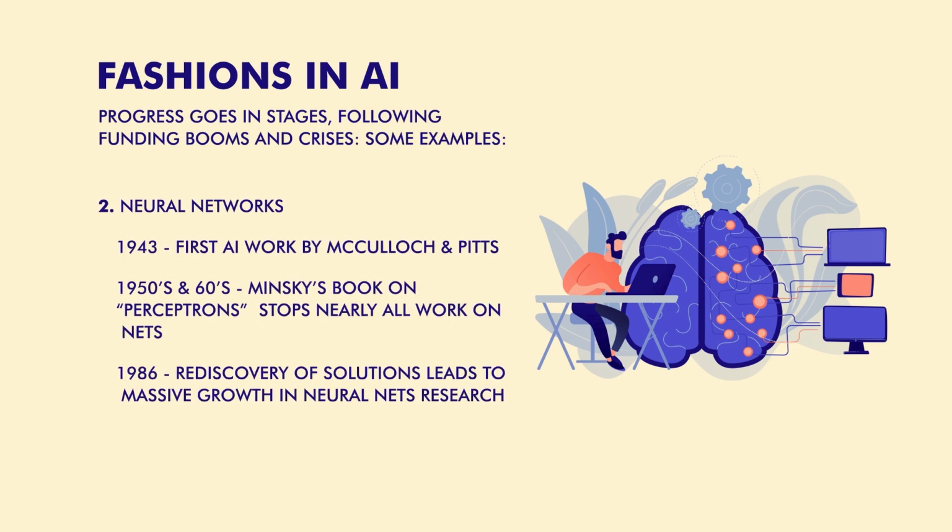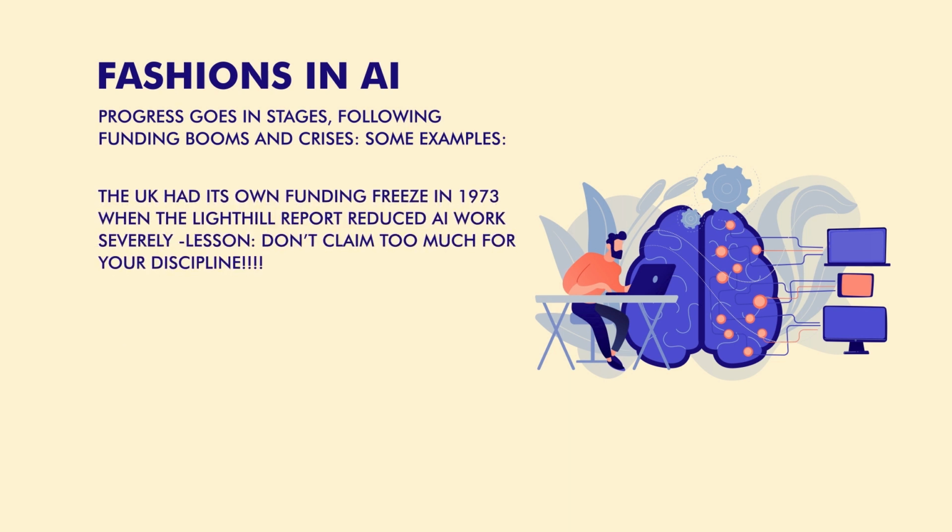1943, first AI work by McCulloch and Pitts. 1950s and 60s, Minsky's book on perceptrons stops nearly all work on nets. 1986, rediscovery of solutions leads to massive growth in neural nets research. The UK had its own funding freeze in 1973 when the Lighthill report reduced AI work severely. Lesson: don't claim too much for your discipline.